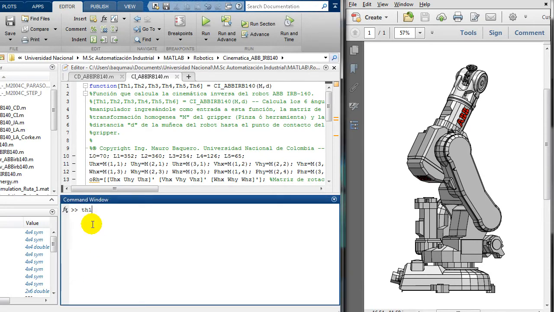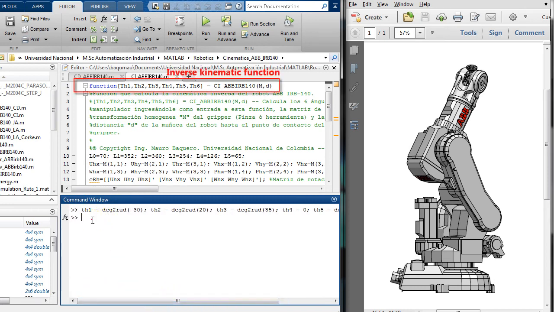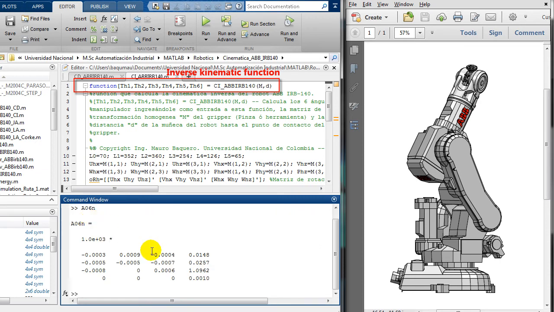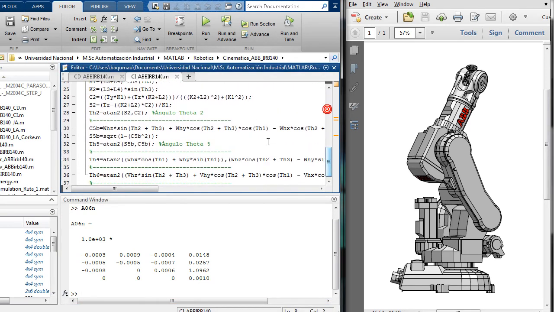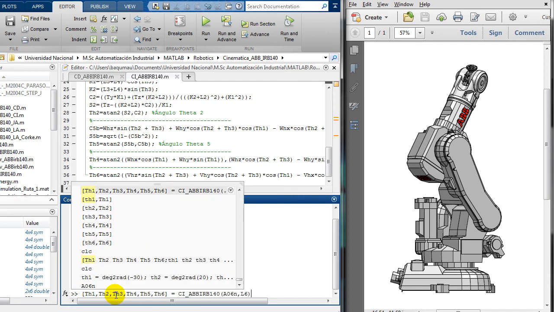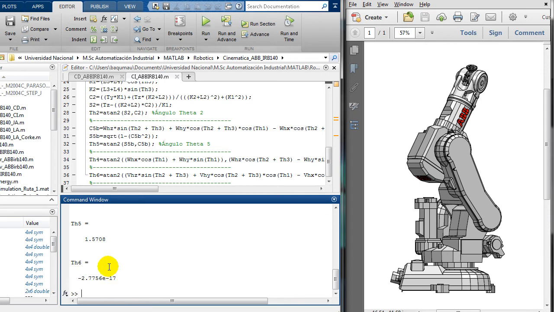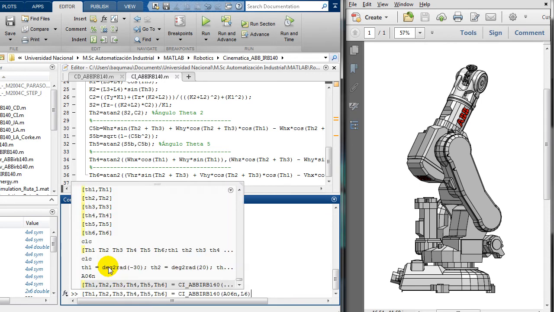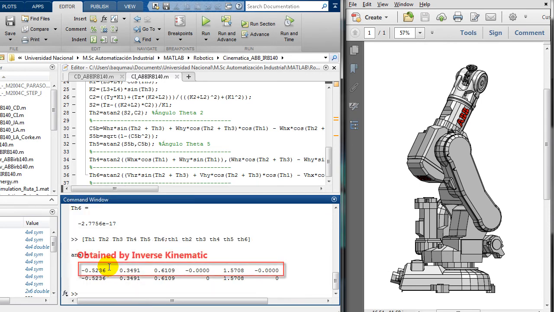So, as an example for inverse kinematics, the robot's end effector has been placed in a pose defined by these angles, which generate the following transformation matrix A0 to 6. A MATLAB function has been created with the previous equations programmed in it. This function takes the resulting matrix and returns the rotation angles in the joint space of this robot. The function gives the same angles used, therefore the equations of inverse kinematics are valid.